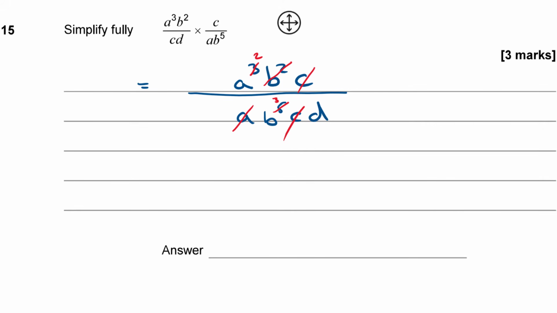Okay, so what's left then? I'm left with a squared, the b's are gone and the c's have gone on the top, and on the bottom the a's have gone. I'm left with b cubed and d. So that's what we get. A squared over b cubed d.